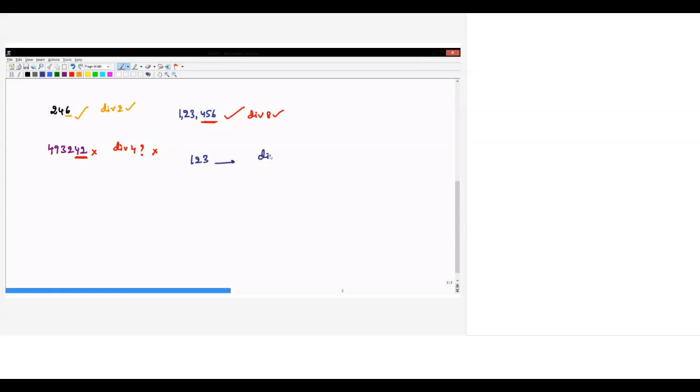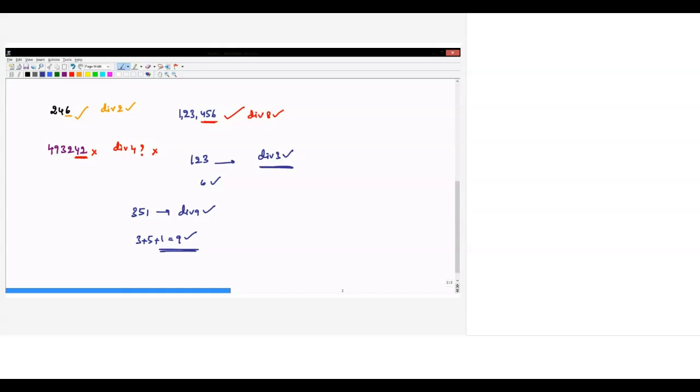Is it divisible by 3? Yes, it is divisible by 3 because 1 plus 2 plus 3 is 6. Divisible by 9? Yes, because 3 plus 5 plus 1 is divisible by 9. So this is how we basically check divisibility rules.